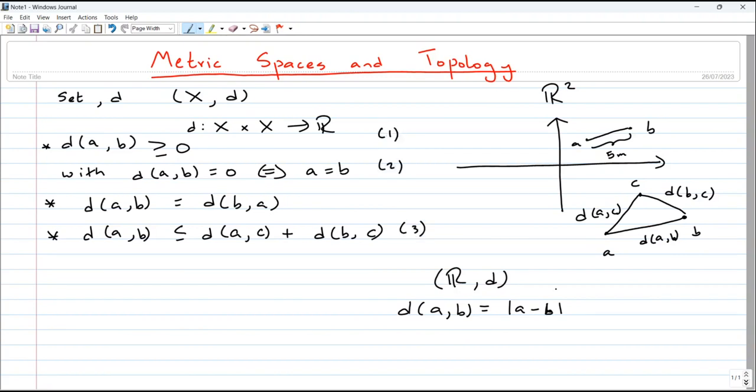Let us quickly check this. Is the absolute value always non-negative? Yes, it is. Is it 0 only when a equals b? Yes, because the absolute value of 0 is 0, and a positive or negative number is non-zero. That's a check. Is the distance between a and b the same thing as the distance between b and a? Yes, that is also true.